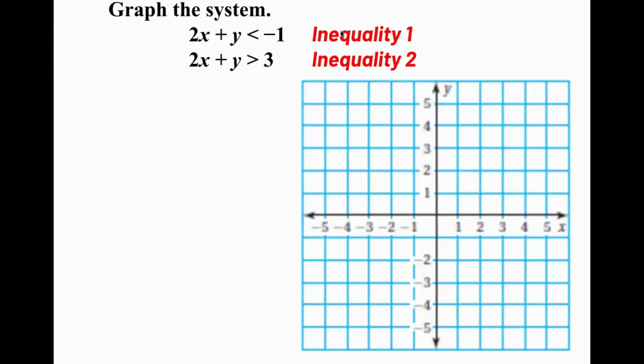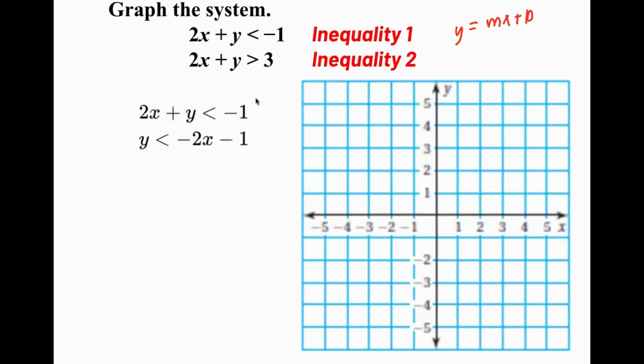Here is our next example. We have the system 2x + y < -1, and 2x + y > 3. Now in our previous example, our inequalities were already solved for y, meaning that they were in slope-intercept form, or y = mx + b. In this case, our inequalities are not solved for y, so let's go ahead and rewrite them so they are.